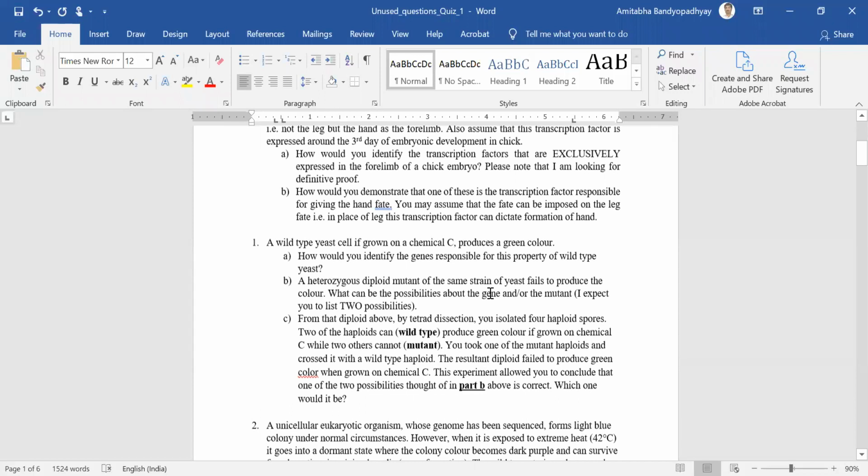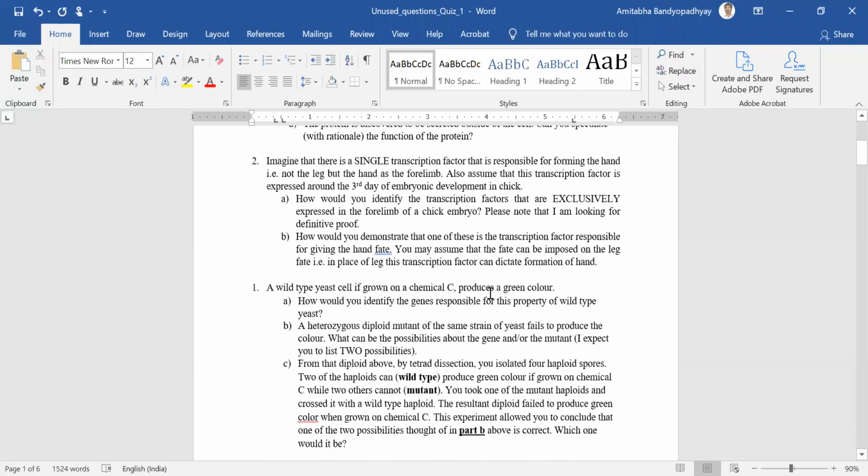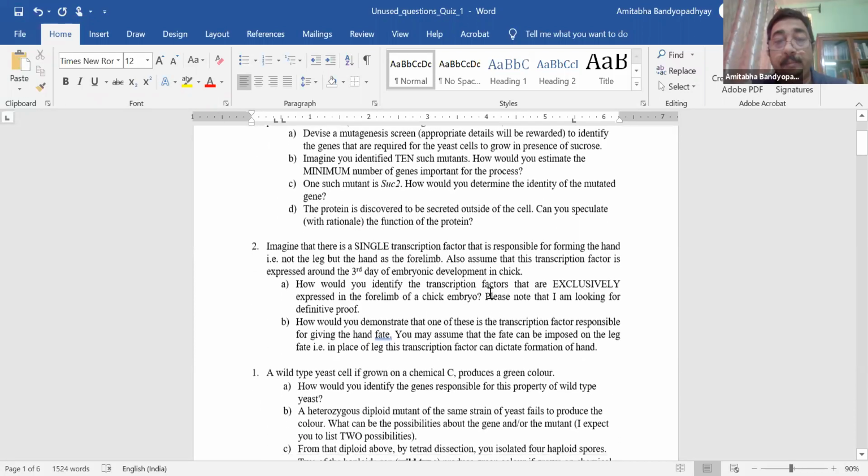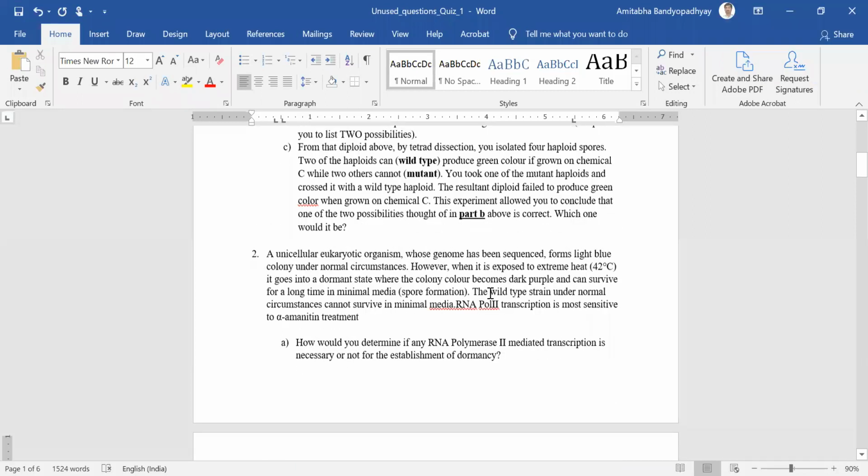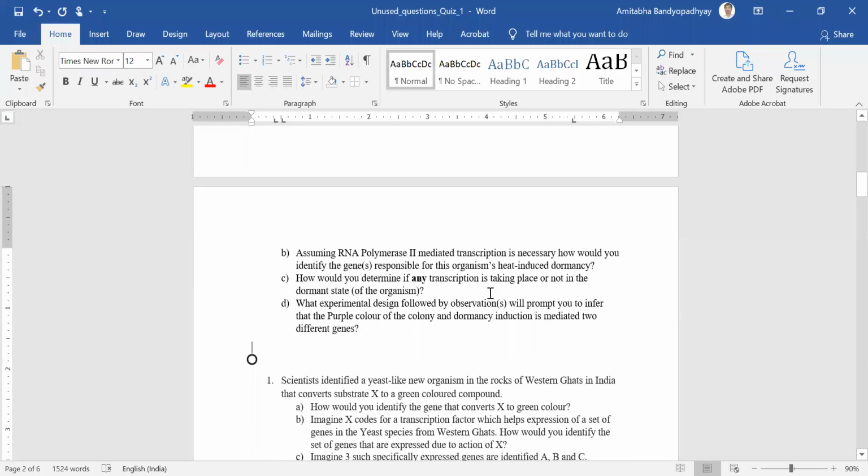Okay. So I have a doubt from that C part, to determine whether the transcription is taking place in the dormant state or not. So we are actually isolating the nucleus, right? And then we are performing the assay to see whether any radio-labeled transcript is there or not.